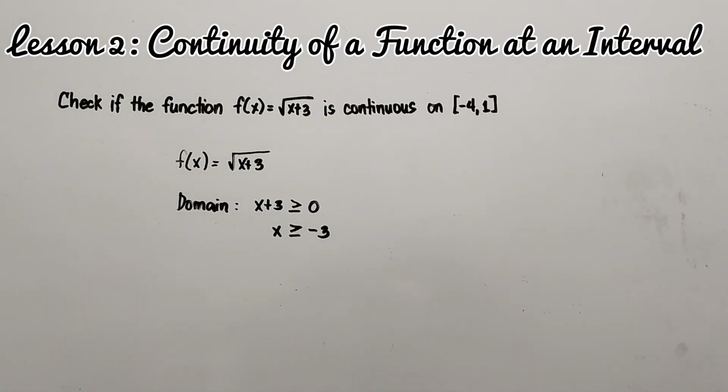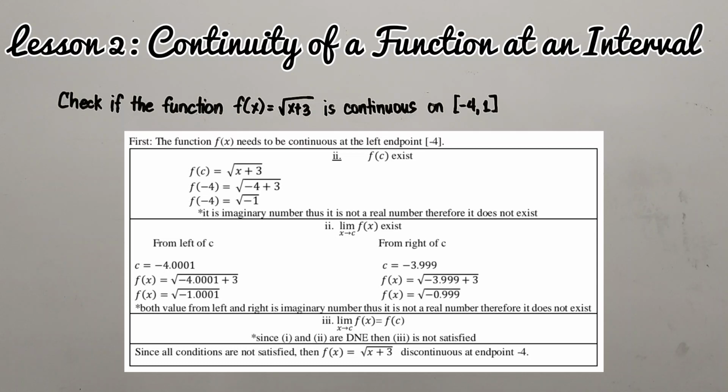This function is defined if the values of x are from negative 3, negative 2, negative 1, and so on, since x is greater than or equal to negative 3. And since the interval includes negative 4, and it is not greater than or equal to negative 3, then it is sufficient to say that such function is discontinuous on that interval negative 4, positive 1. The solution shows that f of c when c is negative 4 does not exist. Also, the limit of f of x as x approaches c is not a real number and is considered does not exist. All the three conditions are not satisfied.